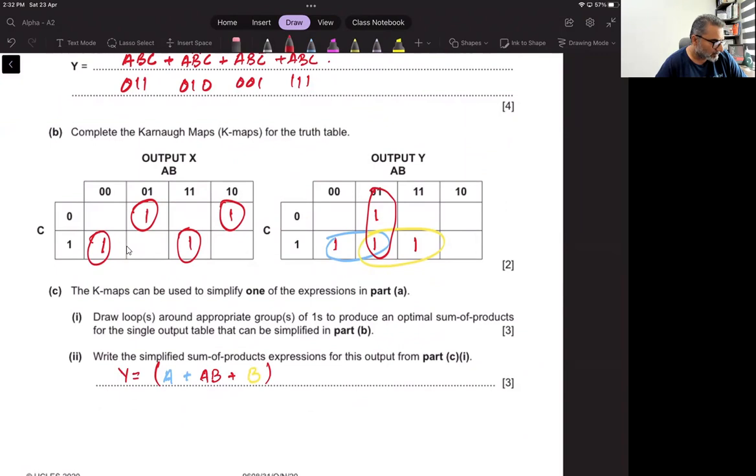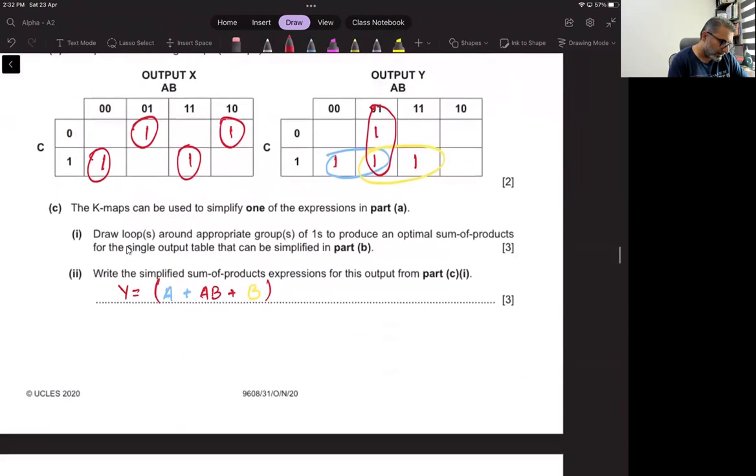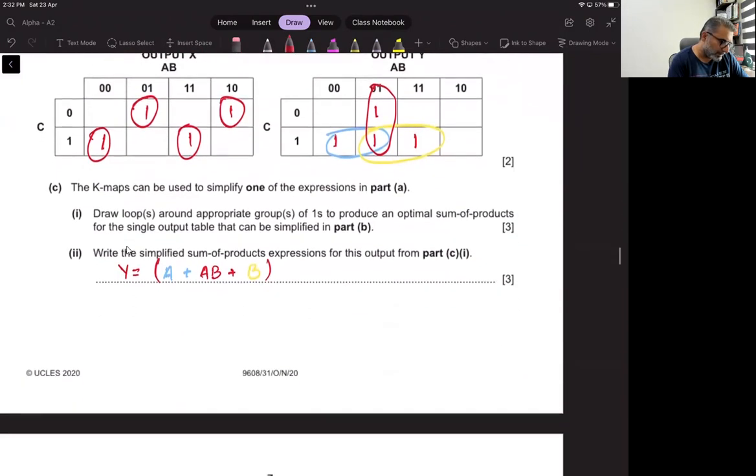Okay. Now, this is it that we have done. A plus AB plus B.